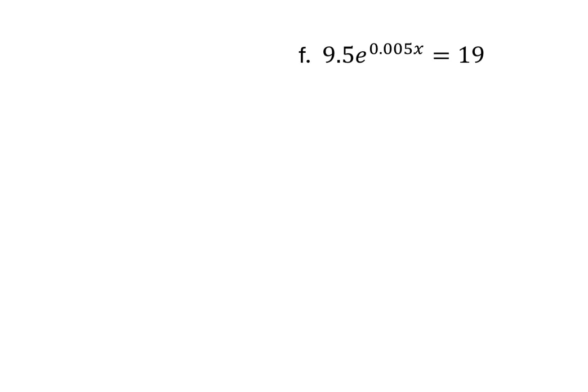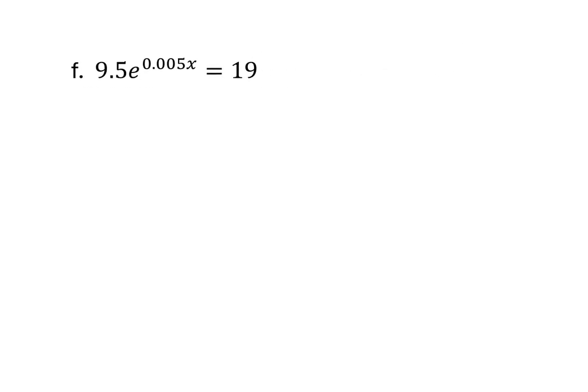All right, last one. Let's come over to example F. Okay, we have 9.5 times e raised to the 0.005x equals 19. First thing we want to do is isolate our exponential. And so I want to get rid of the 9.5. If we divide both sides by 9.5, we get e to the 0.005x is equal to 2.